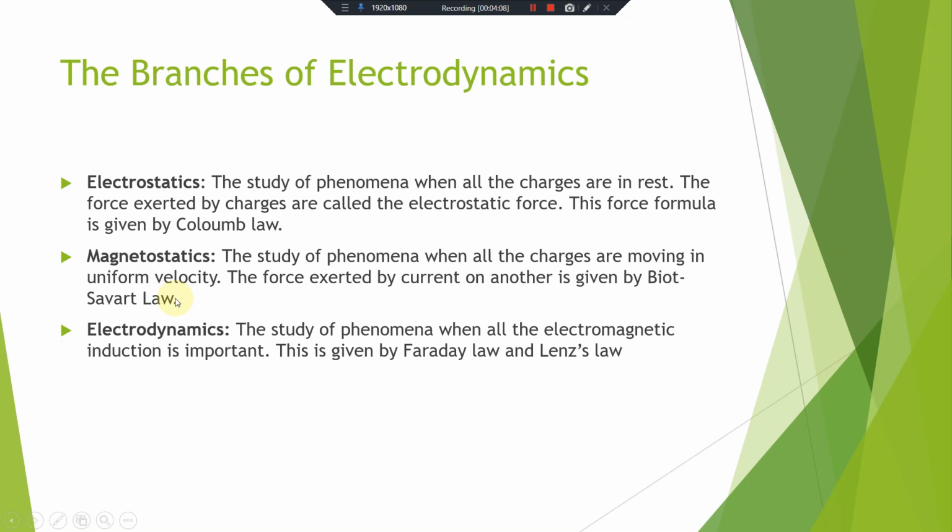Electrodynamics is the study of electromagnetic induction. What is electromagnetic induction? A changing magnetic flux creates an EMF, electromotive force. This is called electromagnetic induction, and it is governed by Faraday's law and Lenz's law.